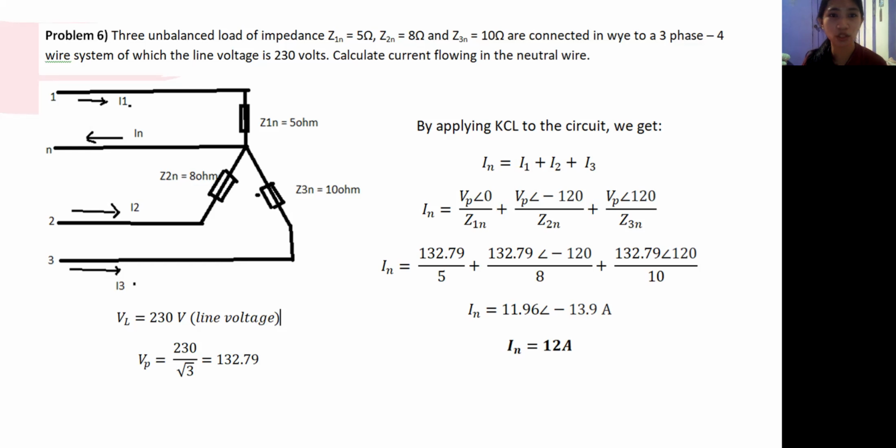Continuing, the line voltage is 230 volts, and we are asked to calculate the current flowing in the neutral wire. This is what the circuit looks like in the given problem. We have the current flowing in Z1, which we indicate as I1. The neutral wire current is IN, and then we have I2 and I3.